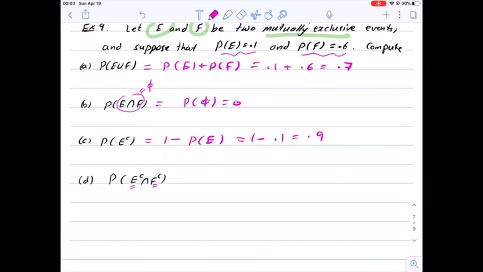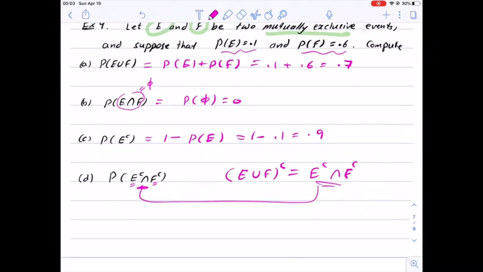Now we have probability of E complement intersect F complement. How can we do this problem? This problem reminds us of De Morgan's laws. If you remember, E union F complement, we can distribute the complement, but the union becomes intersection. And as you can see, this is equivalent to this. So I recommend you to review this part from the notes.